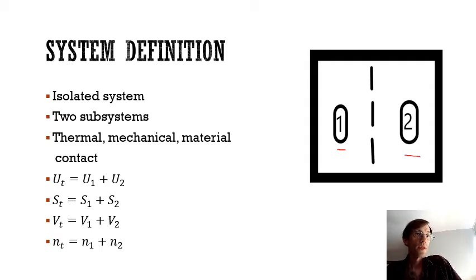When I say it's in thermal, mechanical, and material contact, that means the heat can travel back and forth between the two systems. The piston right here with the holes in it can move back and forth, and the material can move through the little holes in the piston there. And then the total energy of the system is just the addition of the two subsystems right here.